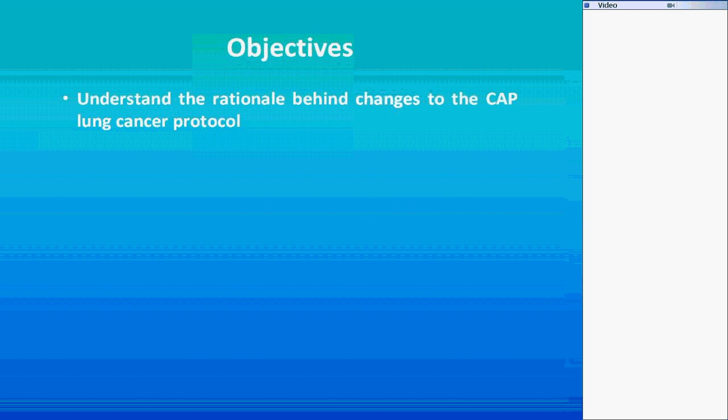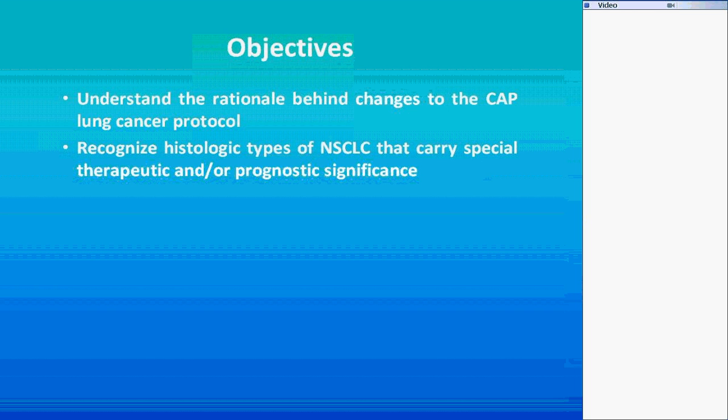So I hope we've covered the three main objectives today, and I'm sure some of them have generated some interesting questions that will come along regarding them. Hopefully we've been able to touch on some of the rationale and give you some insight as to why certain elements appear as required elements in the CAP cancer protocol for lung cancer and why others appear as optional elements.